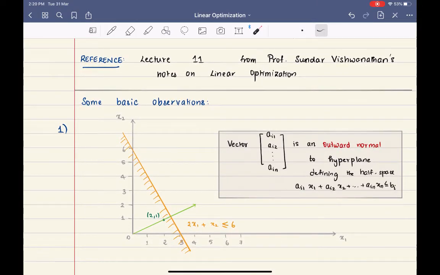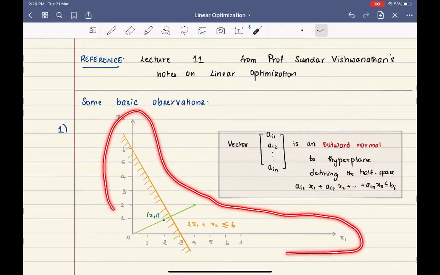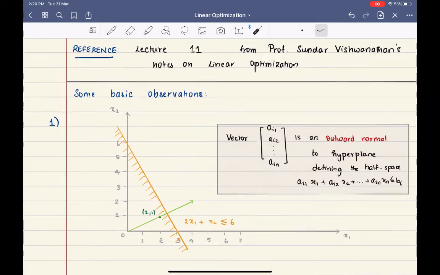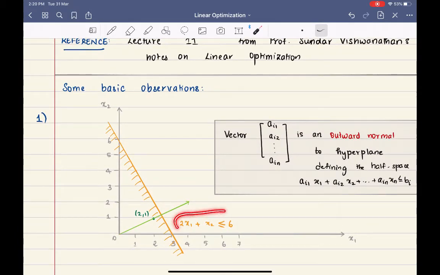So consider this picture first. Now I am drawing the half space 2x1 plus x2 less than or equal to 6. In order to do that, we first drew this hyperplane 2x1 plus x2 equal to 6, and the half space is given by this side. Now look at this point 2, 1.